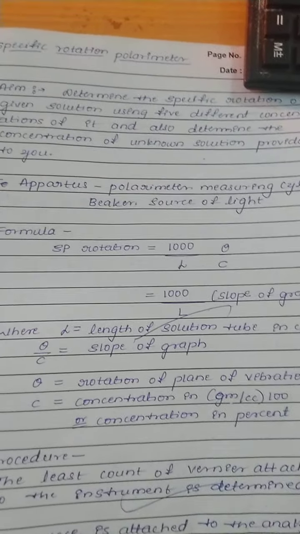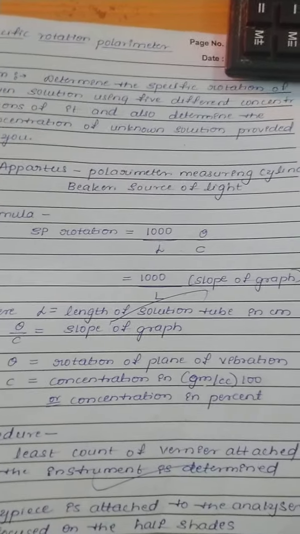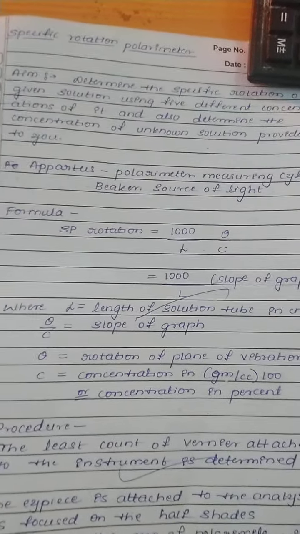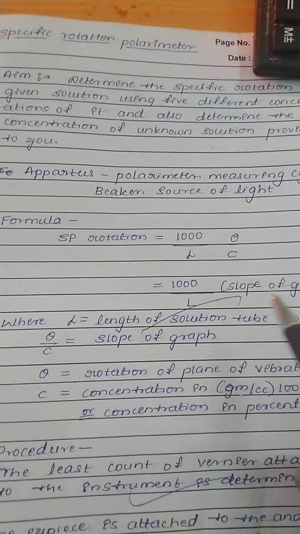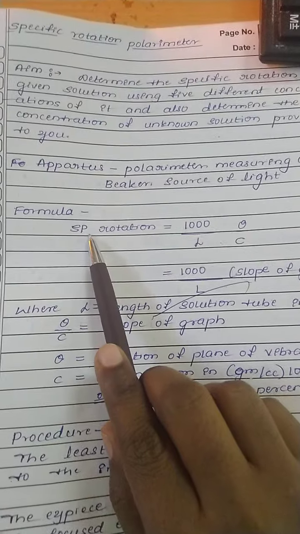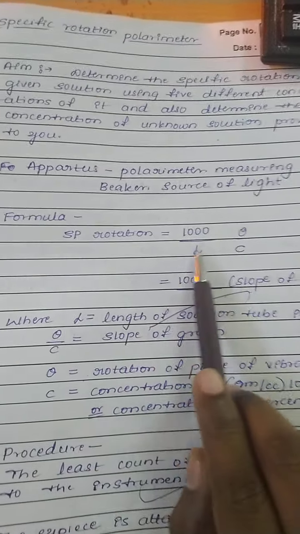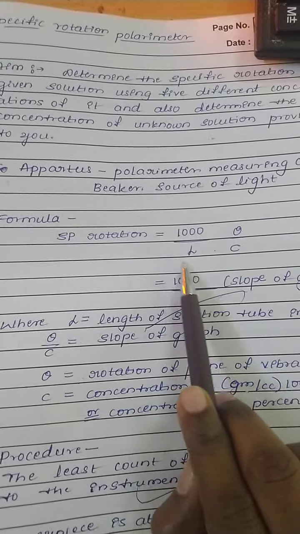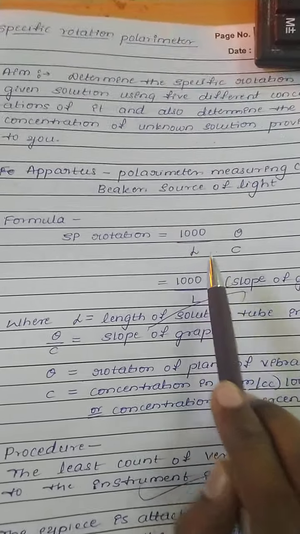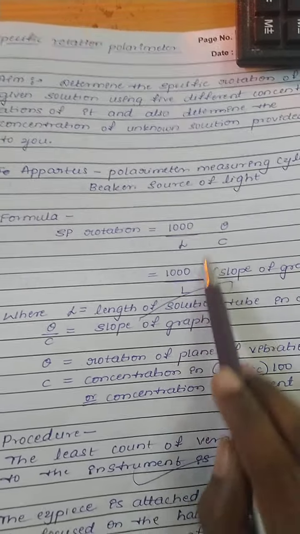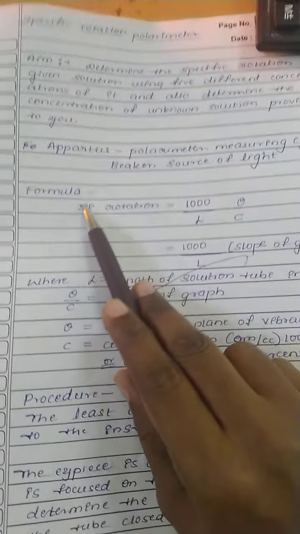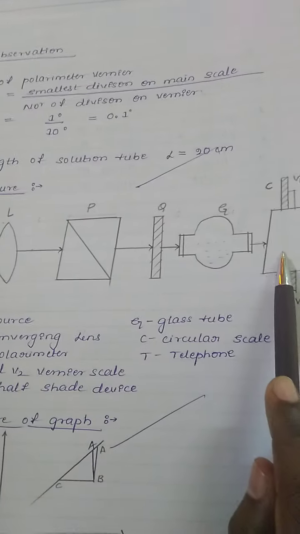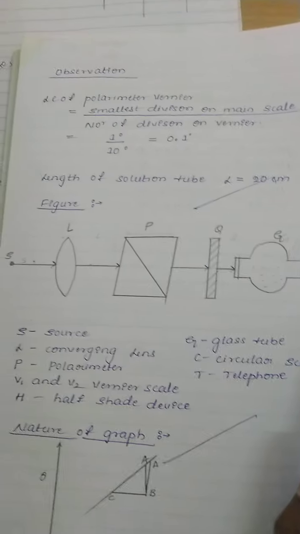The apparatus used for this experiment are the polarimeter, measuring cylinder, beaker, and the source of light, that is a sodium light, which we are using for the polarimeter experiment. And here the formula for the specific rotation is equal to 1000 divided by L, where L indicates the length of the polarimeter tube. So this is the diagram, the figure for the specific rotation of the polarimeter.